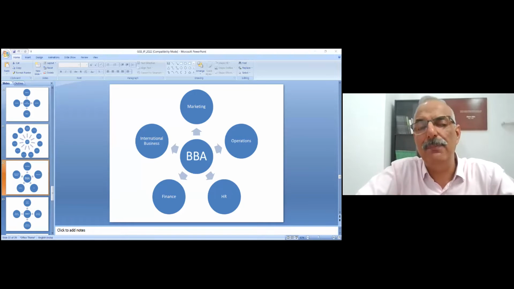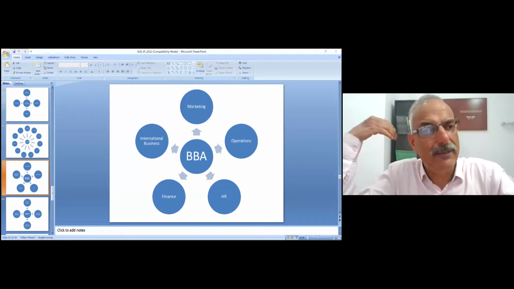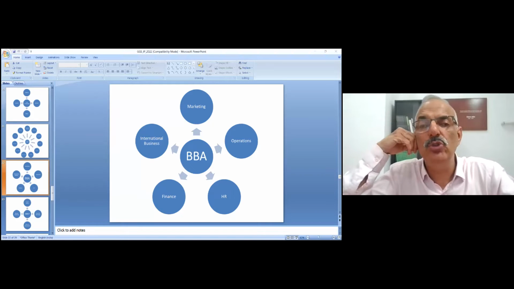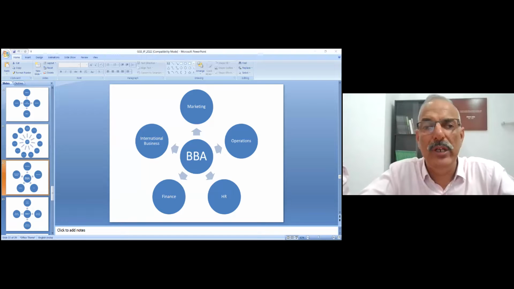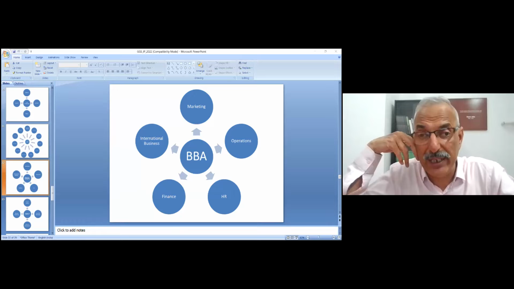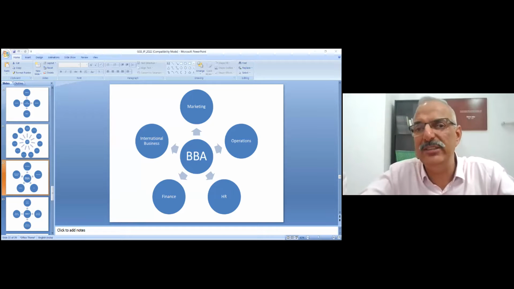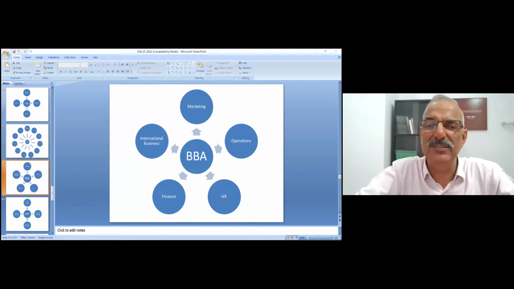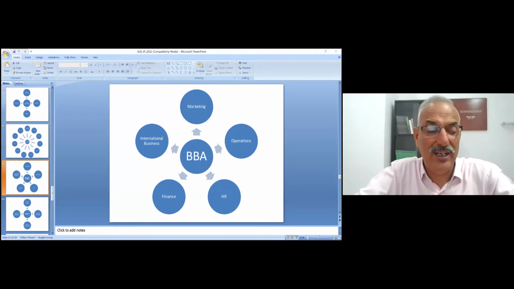Say, for example, if you choose marketing, then you may be selling products and services. If you choose operations, then you may be working within a bank. If you choose HR, you may be into recruitment or promotions. If you choose finance, then you may be into the insurance sector or the banking sector, so on and so forth. So these are the career options after the management course. After 12th, you can do BBA.